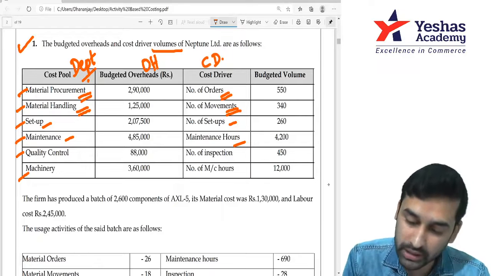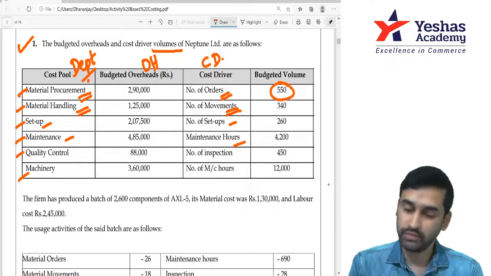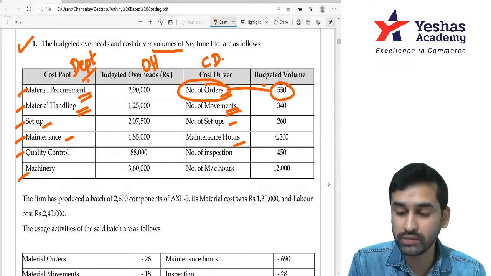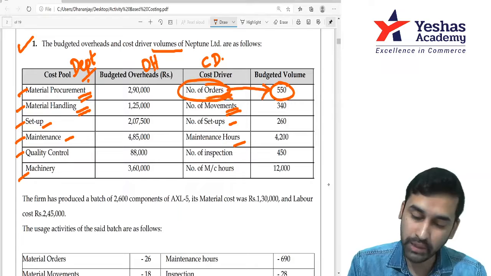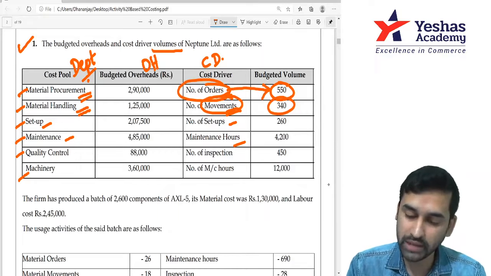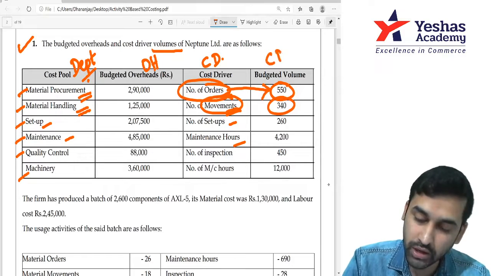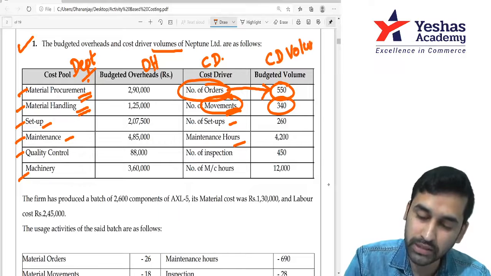How many orders? 550 orders. Number of orders, they said. How many orders for the whole year? 550 orders. How many movements? 340 movements, and so on. This 550 is called cost driver volume. That's all.